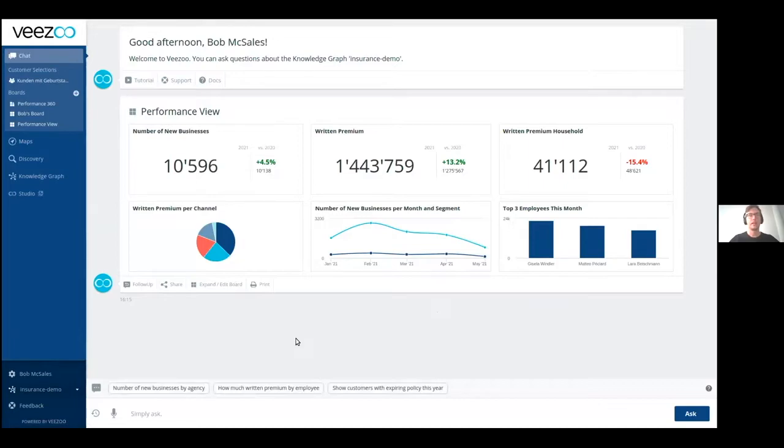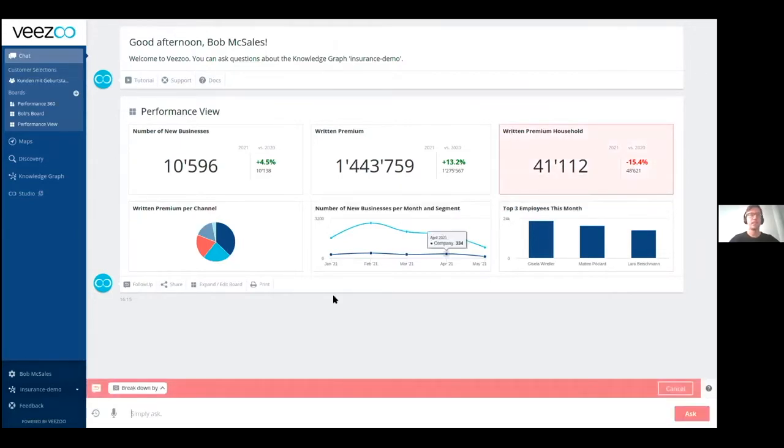Now, let's say Bob here is a manager in an insurance agency, and he takes a look at his KPIs. And one day he takes a look at written premium with household. It doesn't look good. It's falling, right? So now he won't just say, hey, okay, we have a problem. That's it. He will actually investigate further.